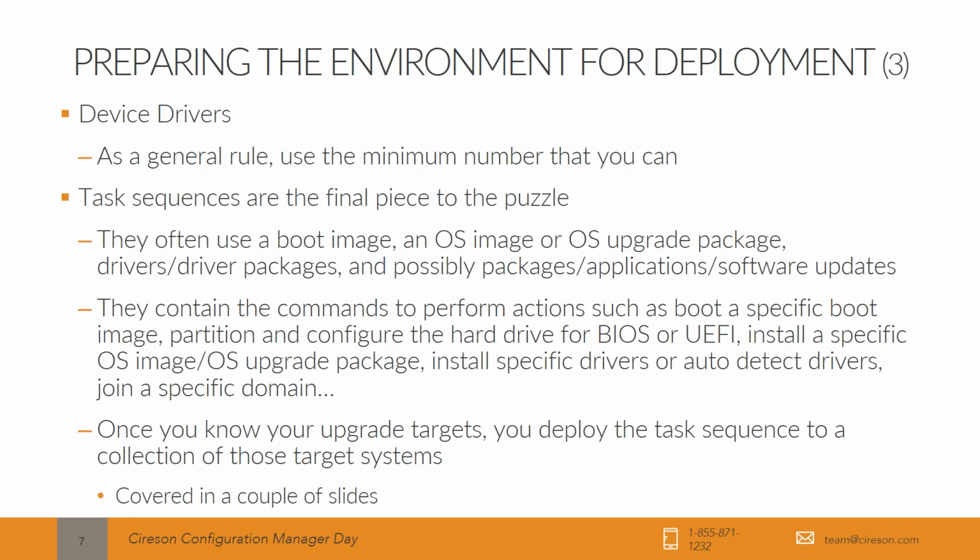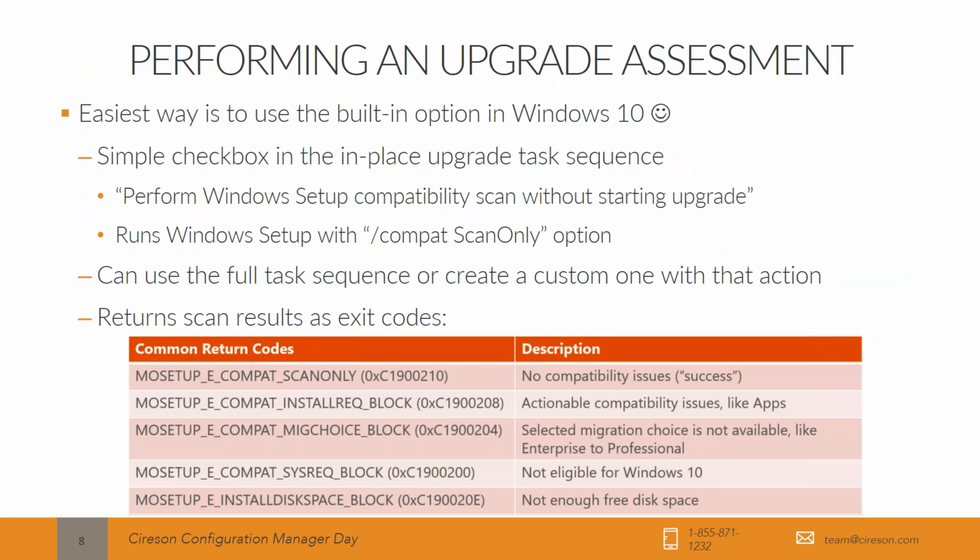It's just a script that tells the computer, I was going to say client, but it's not a client yet, unless it's an existing computer, the existing client, what to do to get there. Now, once you know your upgrade targets, if you're doing an upgrade scenario, you can deploy the task sequence to a collection of those target systems. And in a couple of slides, I'll talk about a great way of finding your upgradable clients. If this is a bare metal scenario, then you can go ahead and target to the all unknown computers collection or some other collection appropriate for you.